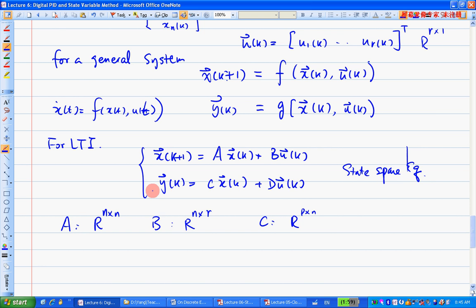And the D here is a p by r size matrix. Often the D is going to be 0. D is actually a feedforward term, so generally it's going to be 0. In our case, D will be 0, in most cases.